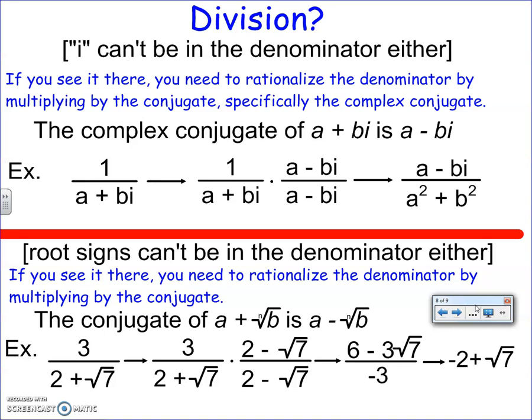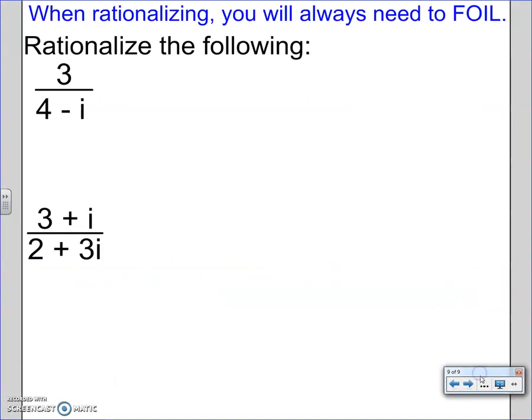This also applies to root signs, radicals. They can't be in the denominator either, so you might have seen this before, but rationalizing the denominator is the same thing. You just multiply by the conjugate. So whatever's on the bottom, you just change the sign in the middle, but keep it the same. This does involve FOILing and distributing, but you'll see that the i on the bottom and the square root on the bottom disappears. So let me do a problem.